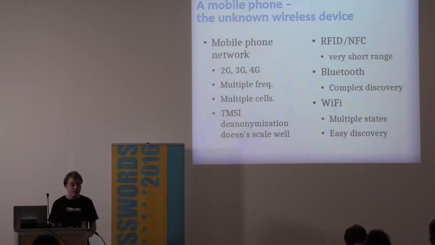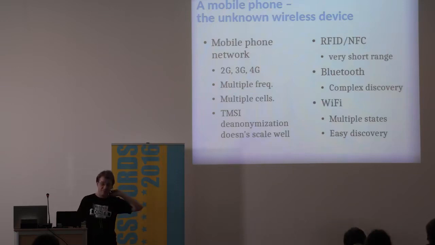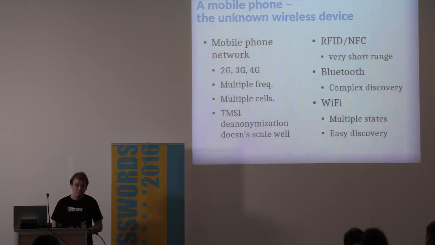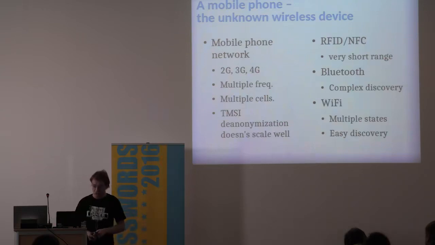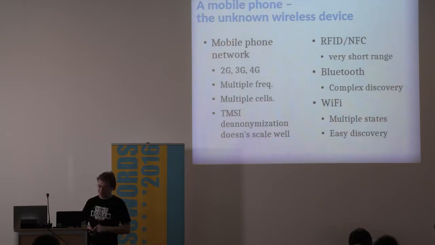Okay, let's look at the other transmitters. So for the mobile phones, you will probably end up with half a dozen receivers for all the different standards and frequency ranges. And it does not scale well. So the other transceivers you find on a mobile phone. There's RFID and NFC, which have a pretty short range. So you need to be more or less in contact with the machine.